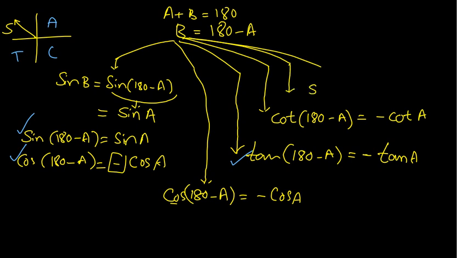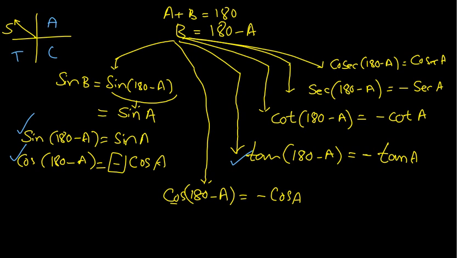So the next one is secant 180 minus A. Tell me. Negative secant A. Exactly. So cosecant 180 minus A equal to cosecant A. So this is only the plus and plus. Okay. So I could put that for you if you want explicitly. Plus here. This is a plus here. Okay.